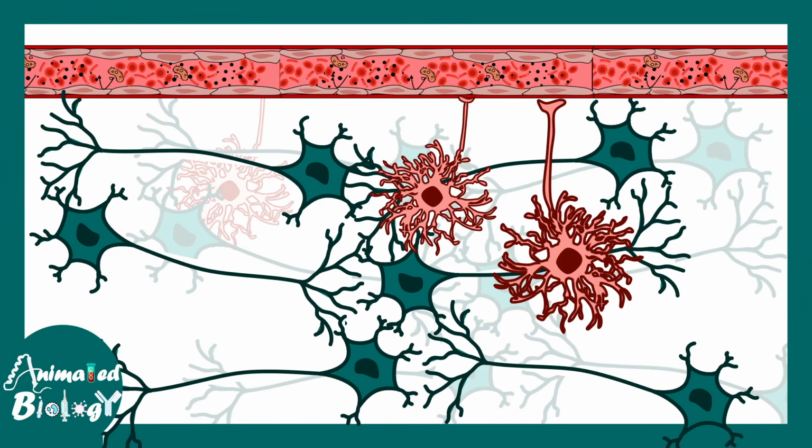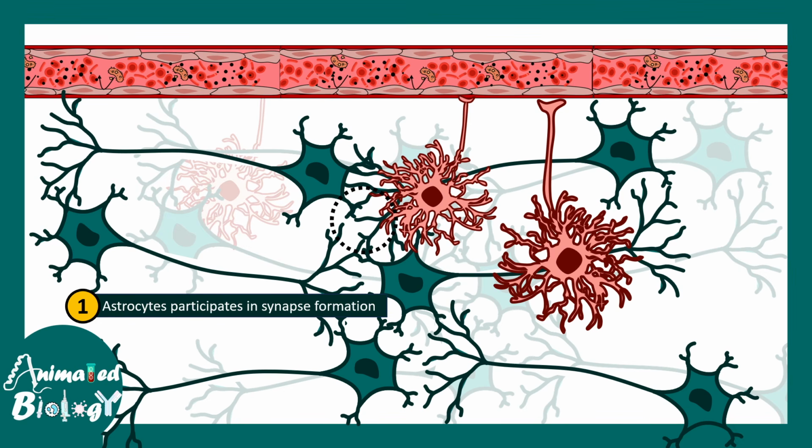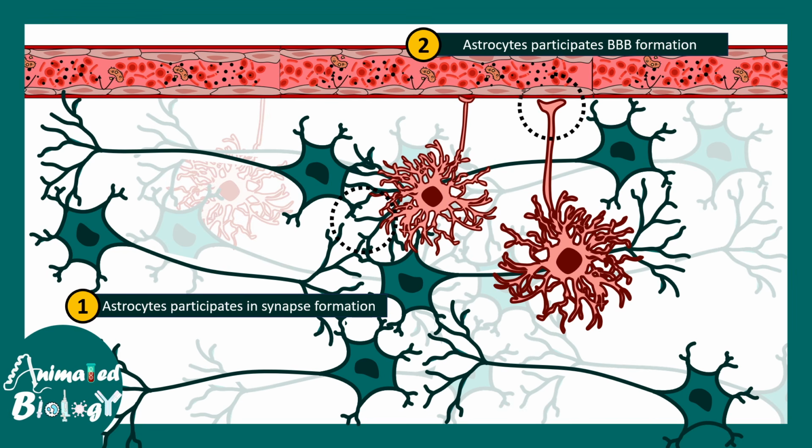Let's talk about the functions of astrocytes. There are two key functions of astrocytes. First, astrocytes participate in synapse formation. Astrocytes, along with neurons, form the tripartite synapse. Astrocytes also touch the blood vessel and form the blood-brain barrier. So it's kind of like a checkpoint in terms of nutrient uptake from the blood to the brain, and also it prevents harmful pathogens from entering the brain.